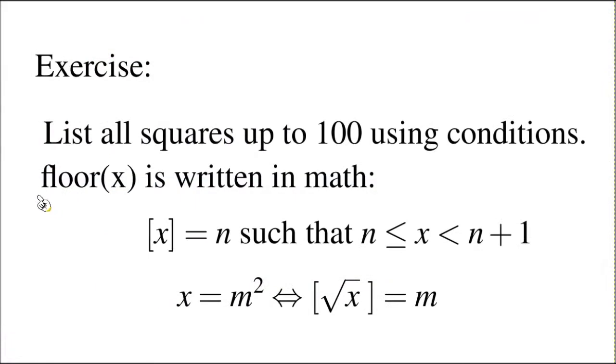First, let me explain this floor of x. That was a Sage command. That's the integer part of this real number x. So in mathematics, it is usually denoted by this symbol, the bracket of x, the integer part n. That is captured by this inequality: this x is in between these two integers, n and n plus 1.